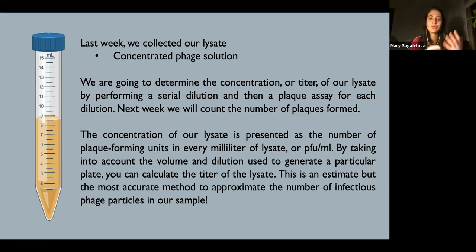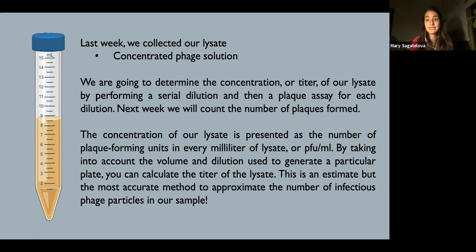So with that, we're going to do a quasi-measurement of activity. We're going to determine the concentration or titer of our lysate by performing this week a serial dilution and then a plaque assay for each dilution. And then next week, we're going to count the number of plaques formed on those dilution plates to get our titer count. Titer is going to be measured in a unit of PFU, plaque forming units per milliliter. So PFU per ml is going to be our unit for our titer.